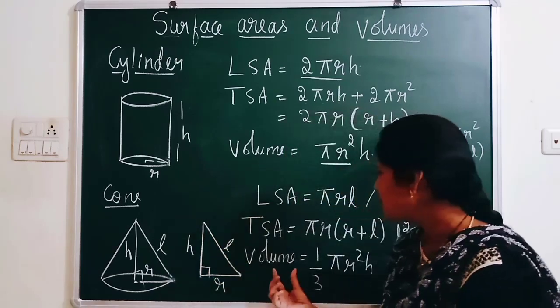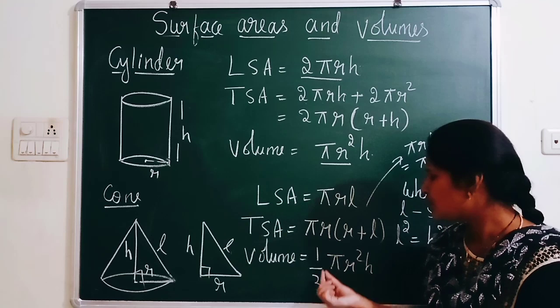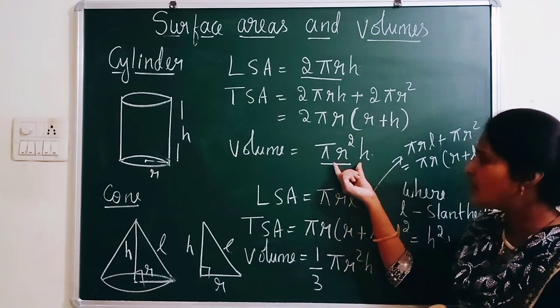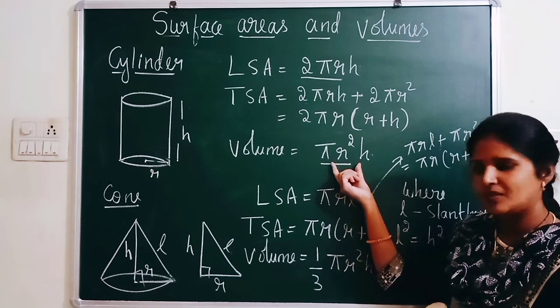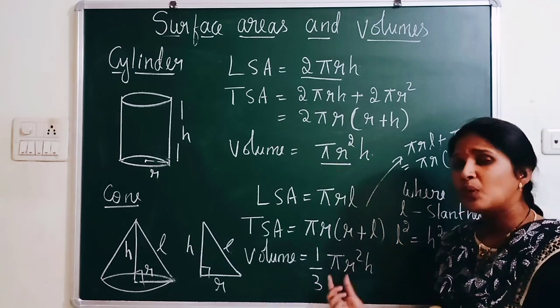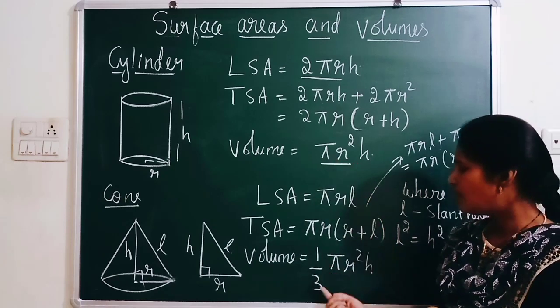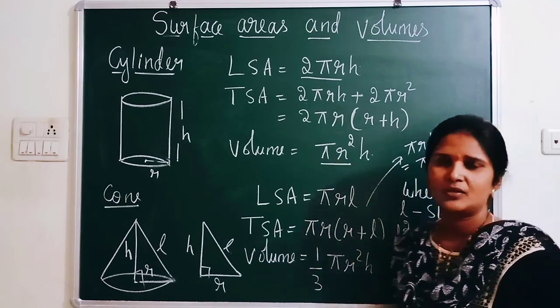Then what will be the volume of the cone? Volume of cone equals 1 by 3 the volume of cylinder. What is the volume of cylinder? Pi r square h. So volume of cone is 1/3 the volume of cylinder, that is 1 by 3 pi r square h.